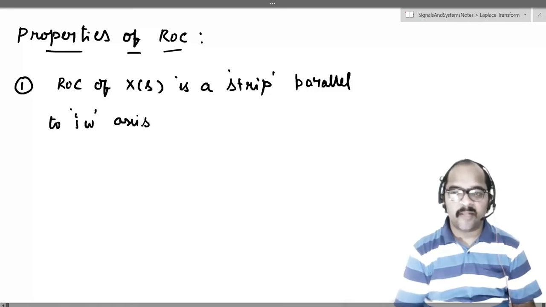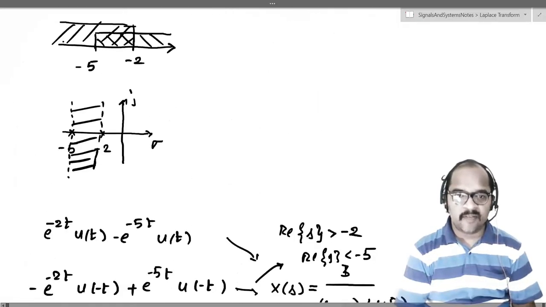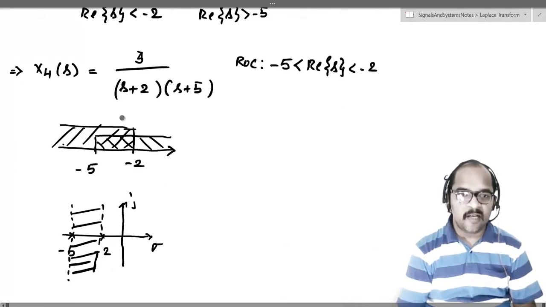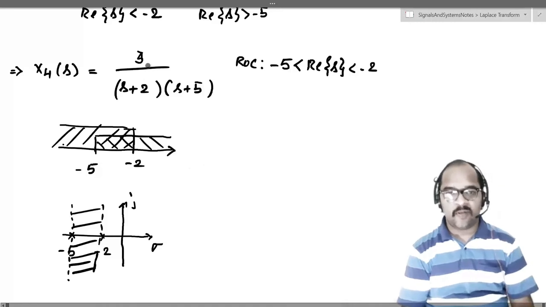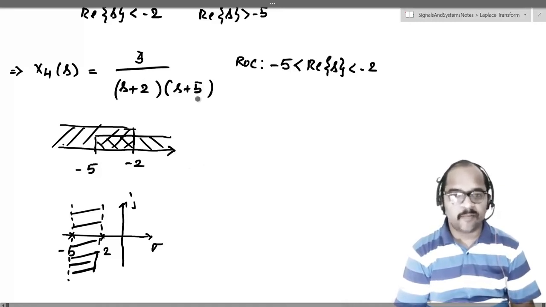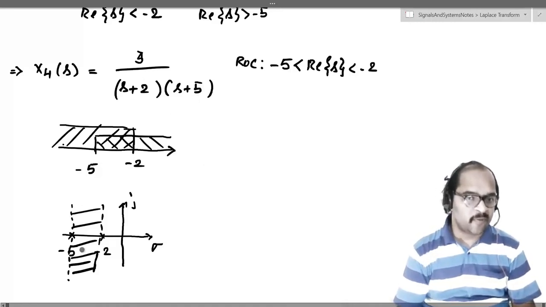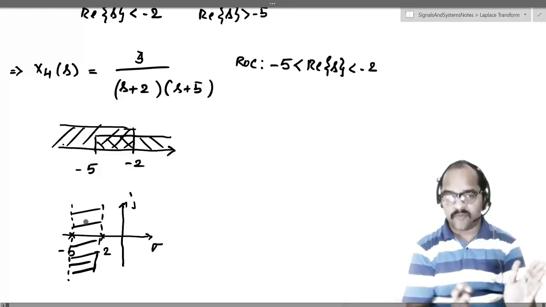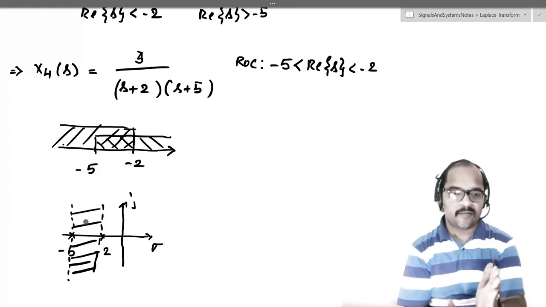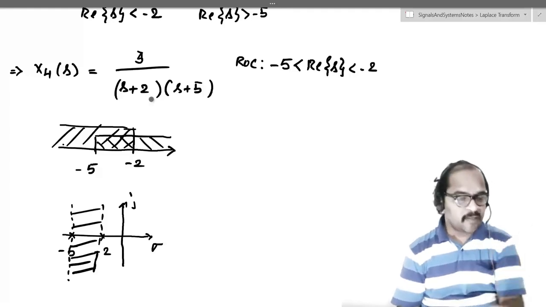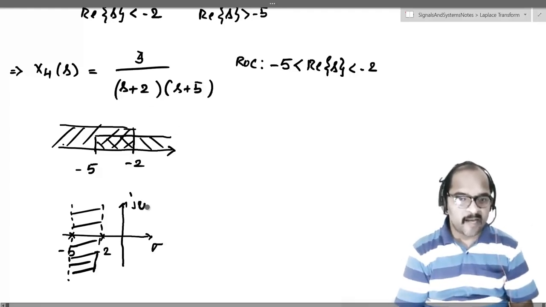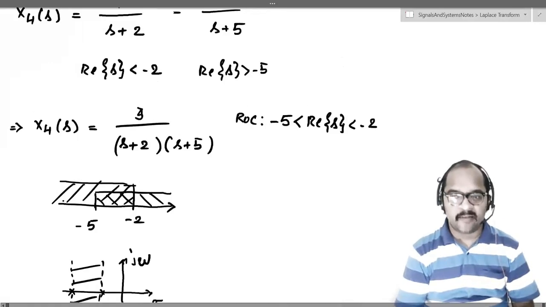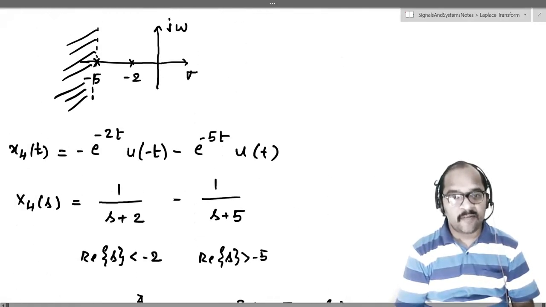What do I mean by that? Let us take the previous example. For the given signal x4 of t, the Laplace transform we got was 3 by (s plus 2)(s plus 5). But what is happening to the ROC? ROC is a strip, from where to where? Minus 5 to minus 3. Is it parallel to the j omega axis? Yes, it is parallel to the j omega axis, and that is the case in every example.